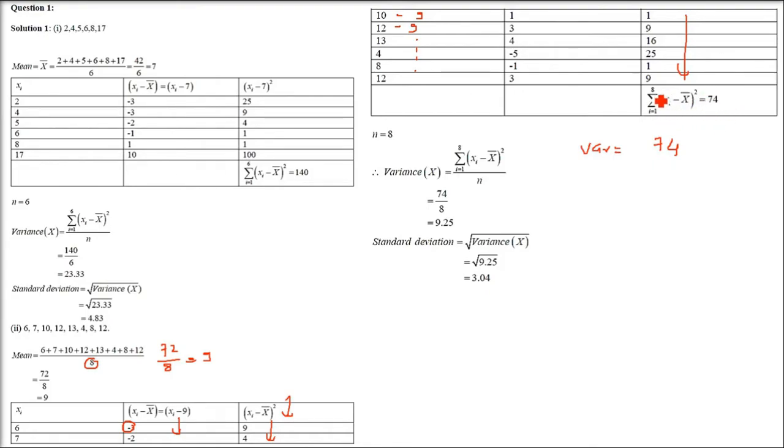Variance is 74 by 8, because it is sigma xi minus x bar whole square by n. So 74 by 8 is going to be 9.25. What is standard deviation? Square root of variance. So the square root of 9.25 is going to come as 3.04. Okay.